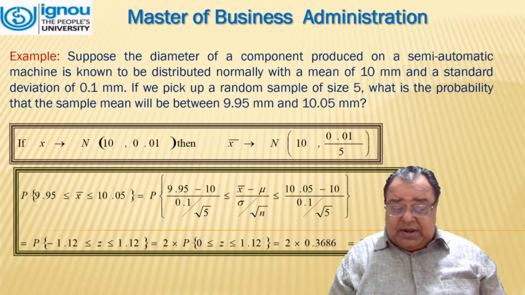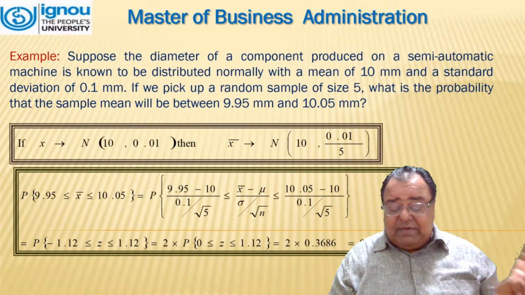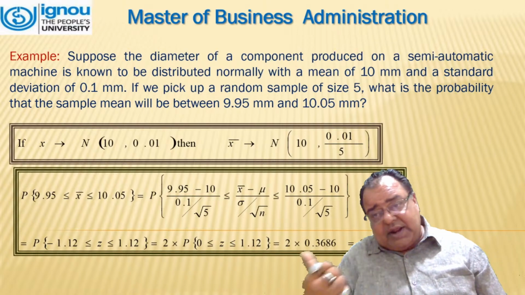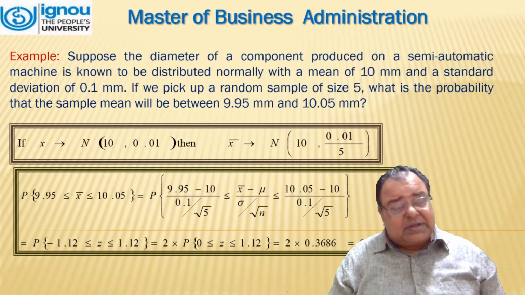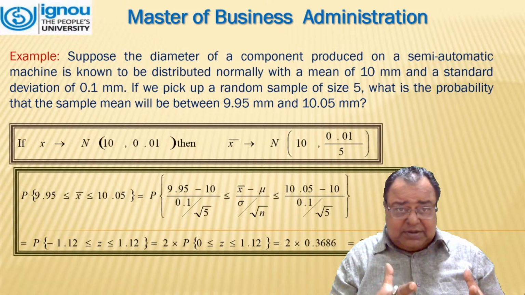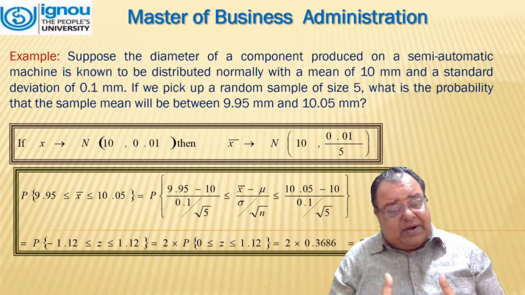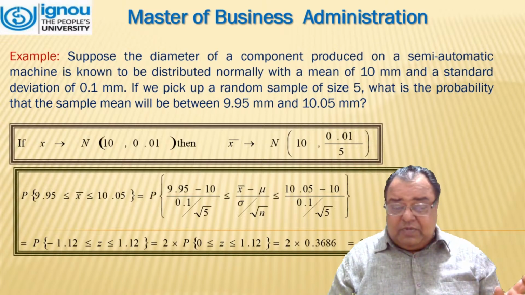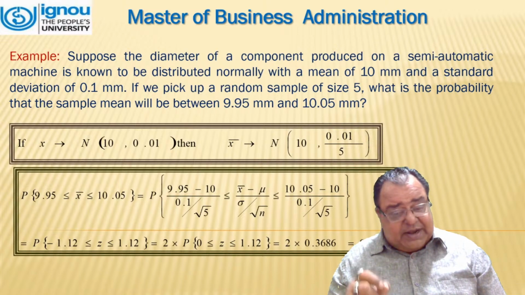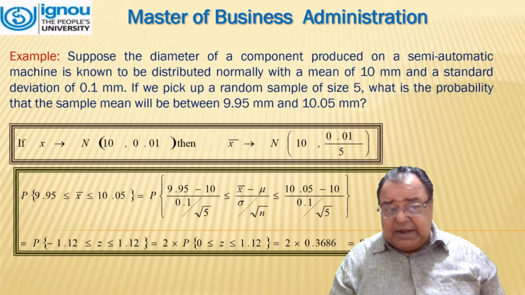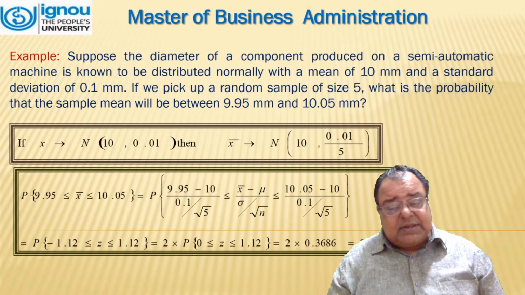Since it is symmetrical, on one side we have negative 1.12 and on the right side we have plus 1.12. So that means this is symmetrical. So we can write it as 0 less than z less than 1.12 multiplied by 2. The value of z at 1.12 will be 0.3686. We will multiply that by 2. We get an answer of 0.7372.